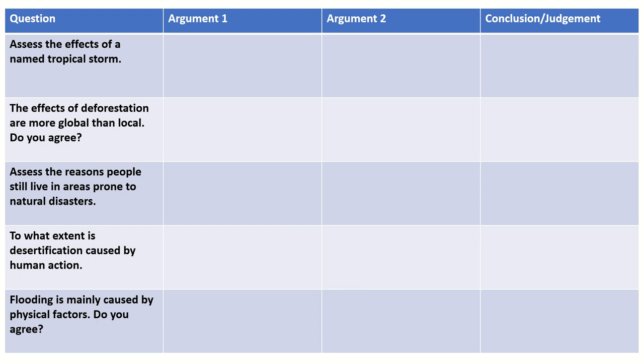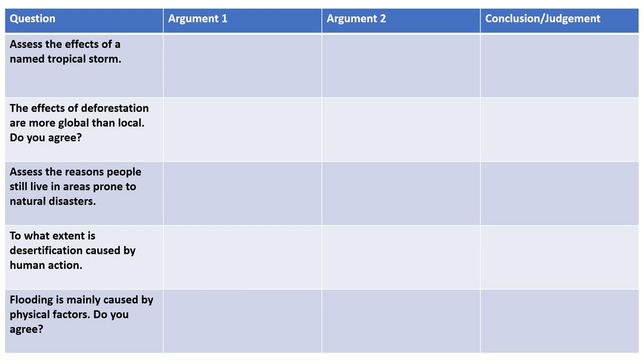Now, there are 5 questions here. Assess the effects of a named tropical storm. The effects of deforestation are more global than local. Do you agree? Assess the reasons people still live in areas prone to natural disasters. To what extent is desertification caused by human action? And finally, flooding is mainly caused by physical factors. Do you agree? My strong advice would be to pause the video here, and I would like you to either write down or verbalize what would your 2 PEEL paragraphs be, your argument 1 and your argument 2, and what conclusion are you going to draw at the end.